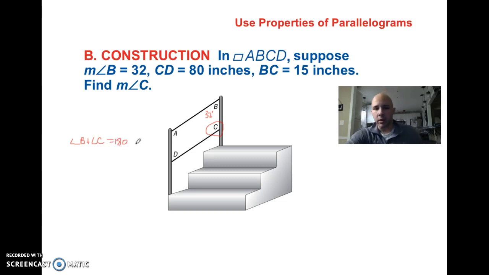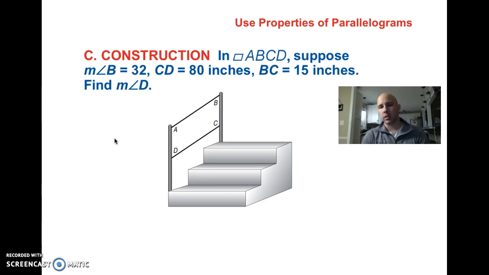So I'm going to solve for C. I'll replace angle B with 32, and put angle C as the unknown variable x, equals 180. In this case, we're going to subtract 32 on both sides. Pretty simple one-step equation, doing the inverse of addition on both sides. And angle C is going to be 148. All right, let me know if you have any questions with this example.